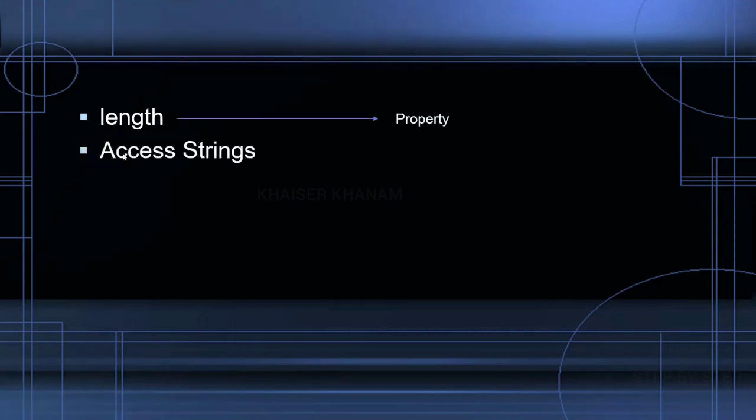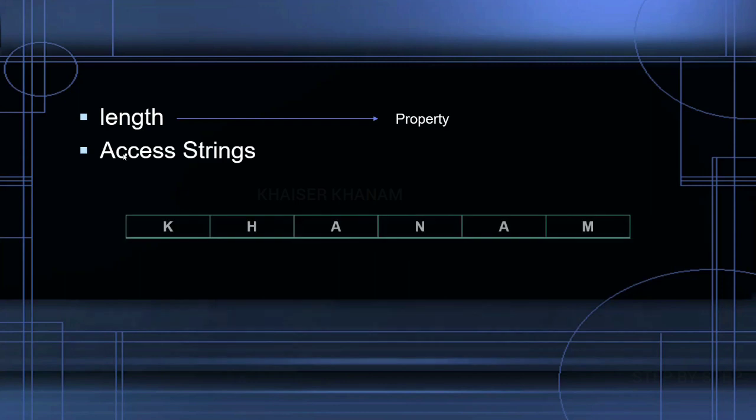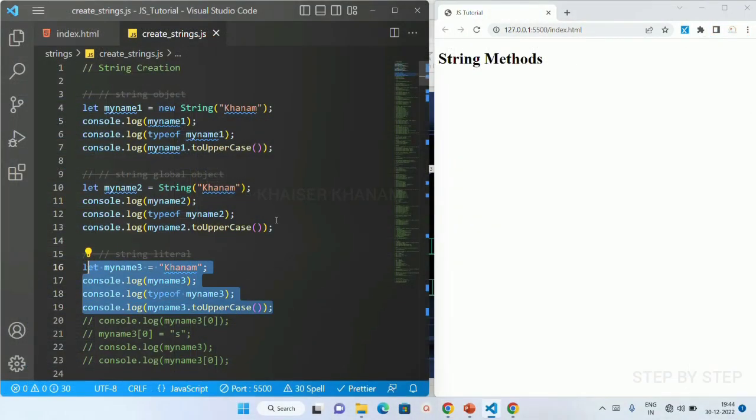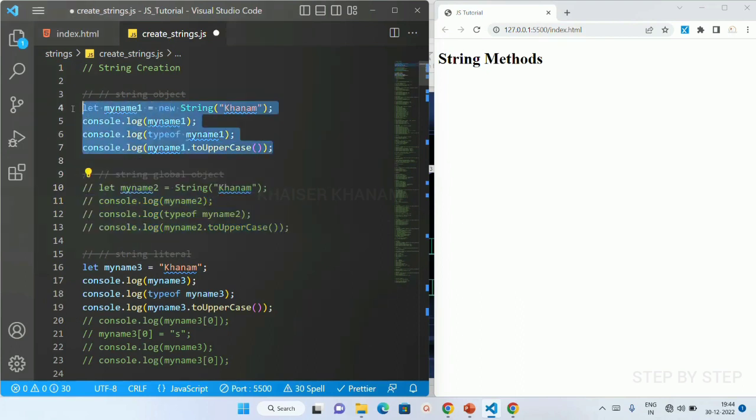Now we have seen there is one property called length. Inside string, we have only one property, that is length. And also we will see how to access strings. Now suppose I have Khanam, and for this I have the index positions. Index position starts from 0 and goes on till the end. Now let me comment this one, and also I will comment this.